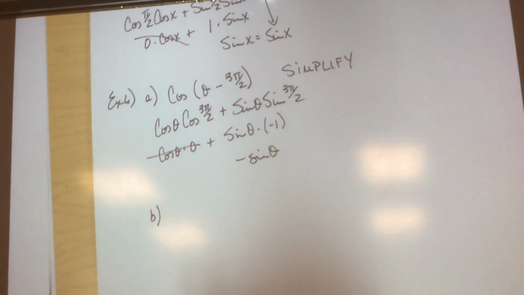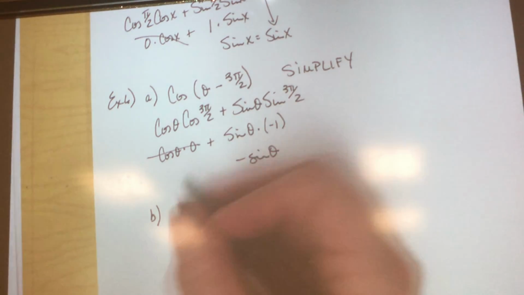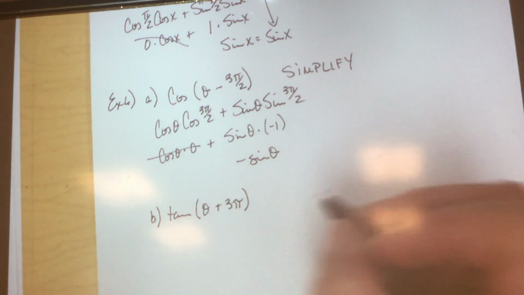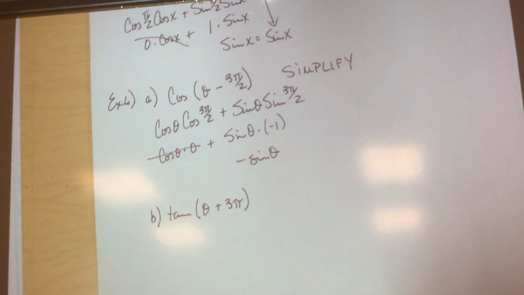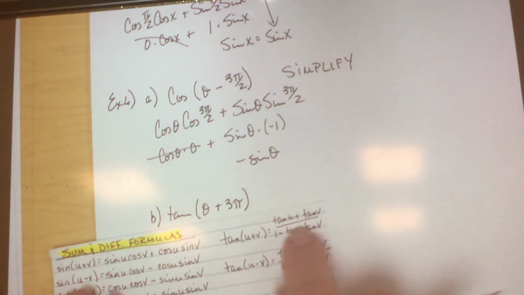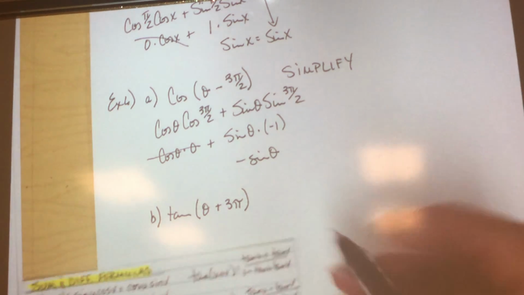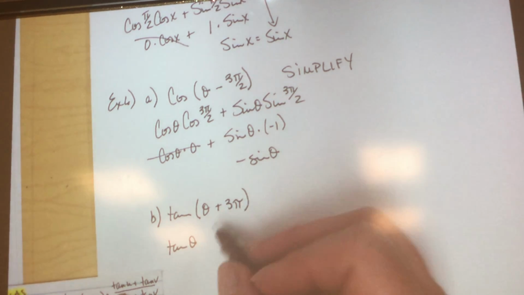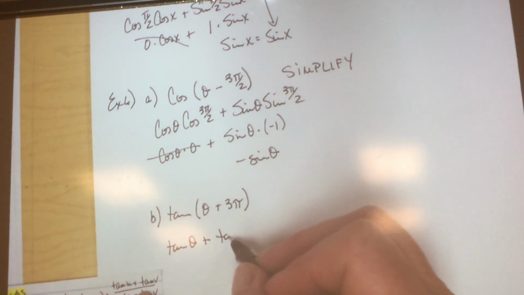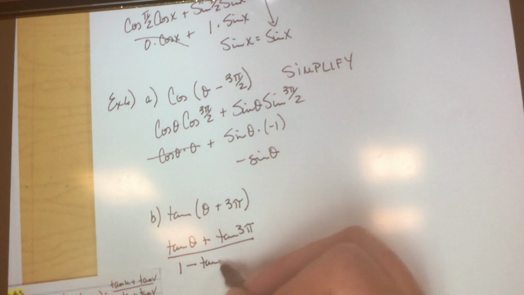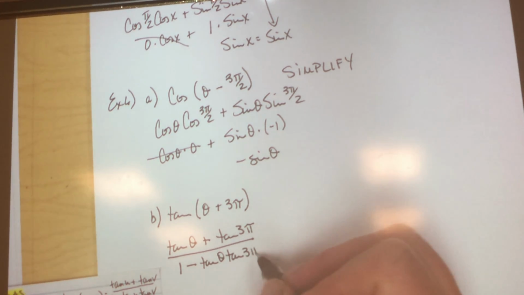Actually, we're doing more than one more. We almost got as far as the other class. So, the tangent of theta plus 3 pi. Simplify. That means we're using the tangent one. Here's the adding, and here's the subtracting. We're using the top one. So this is my formula right here. It's equal to the tangent of the first, so that's going to be tan theta, plus the tangent of the second, the tangent of 3 pi, over 1 minus tan theta, tan 3 pi.